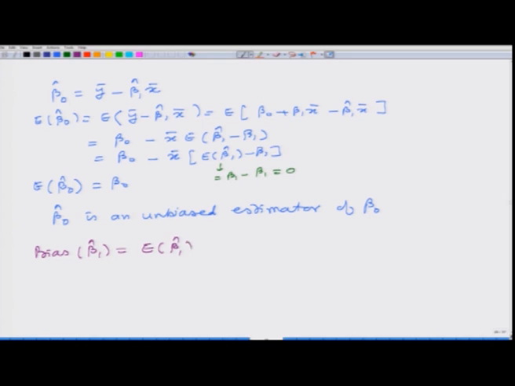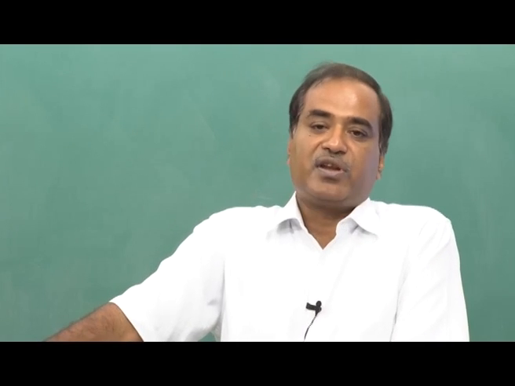Now I can define the bias of beta 1 hat as the expected value of beta 1 hat minus beta 1, which is equal to 0, and the bias of beta 0 hat, that is the expected value of beta 0 hat minus beta 0, is again equal to 0. So, both beta 1 hat and beta 0 hat turn out to be unbiased estimators. So, the next property is variance.